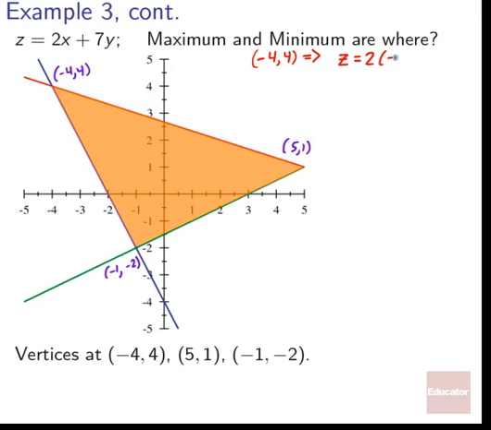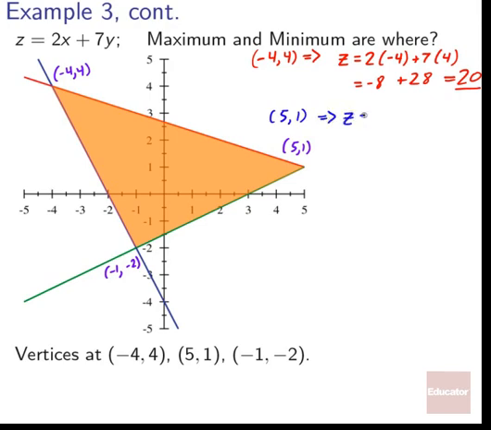2 times our x component, negative 4, plus 7 times our y component, positive 4. So that gets us negative 8, plus 7 times 4, 28, which equals 20. So we get 20 out of negative 4, 4. Let's try our next one, 5, 1.